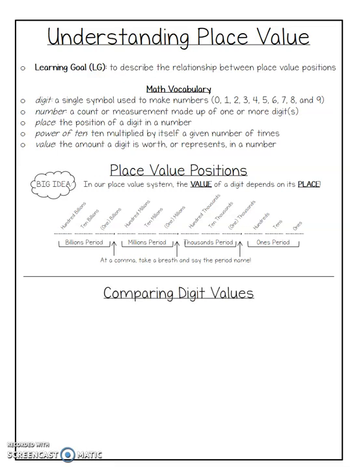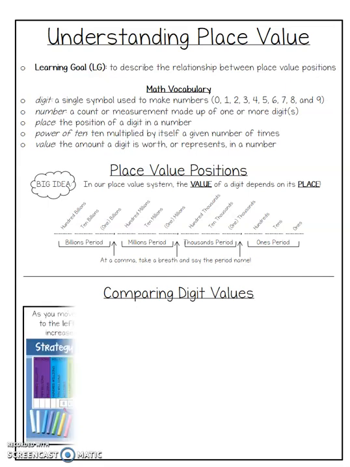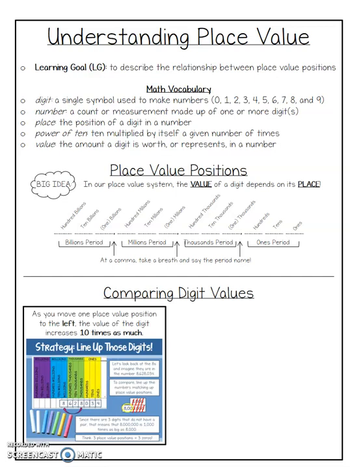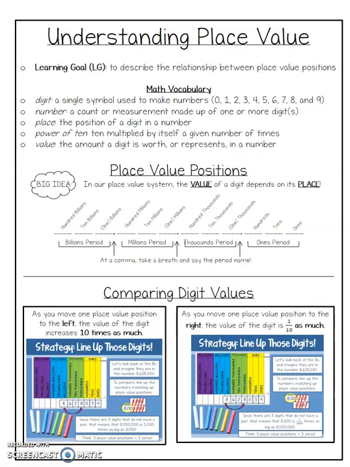Now, lastly, one thing that's going to be important for us is to be able to compare the values of different digits. As we move one place value position to the left, meaning we are going towards greater place value positions, the digit is going to become 10 times greater than the place before. The opposite is true as we move to the right. So as we move one place value position to the right on our place value chart, we are getting a value that's 1/10 of the place before it.